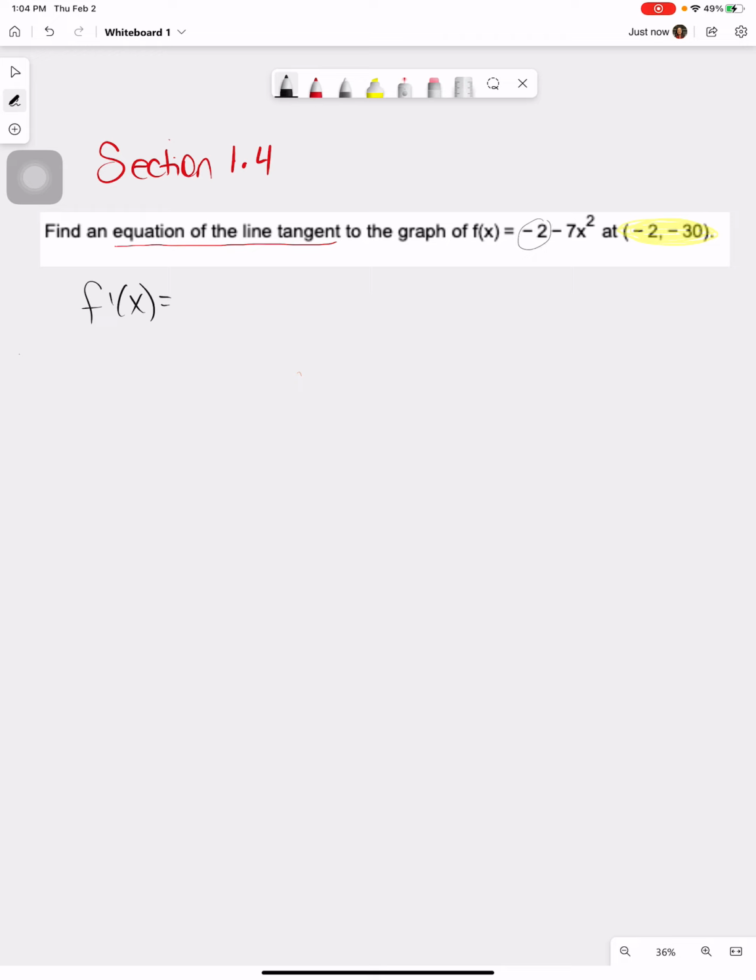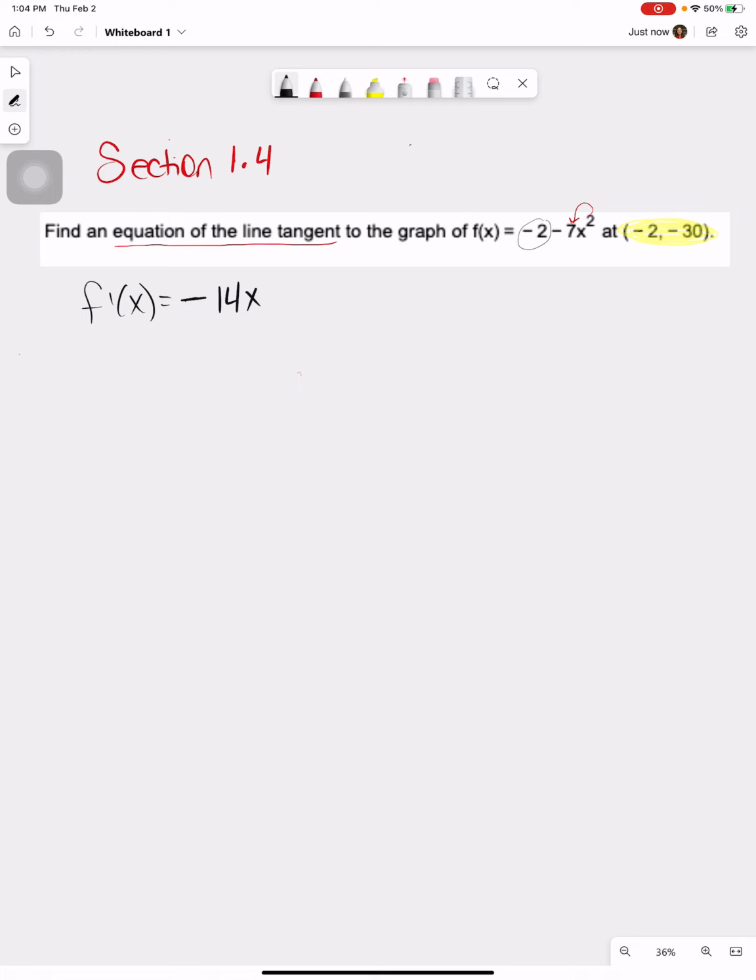So the derivative of that negative 2, remember the derivative of a constant is 0, so the negative 2 just drops off. But what we want to do here is use the power rule to find the derivative of that negative 7x squared. So we're going to leave the negative there, and then multiply that 2 times 7, which gives me 14. And then leave the x there, and then subtract 1 from that exponent. 2 minus 1 leaves me with 1.